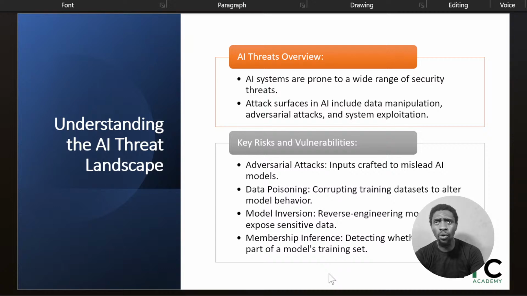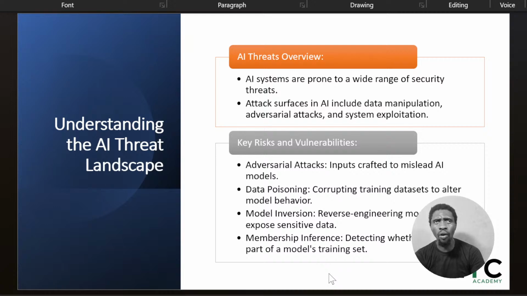Then the fourth, there are a whole lot of risks actually that come with it. There are operational risks, there are technical risks and the likes. But as we are looking at the technical risks at this point, the fourth risk and vulnerability that comes with AI systems is membership inference.